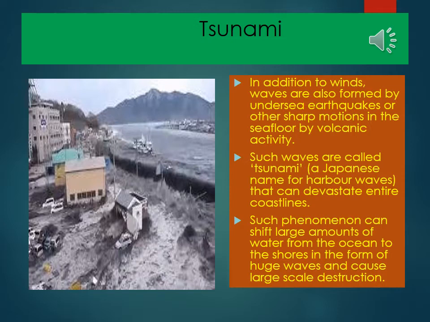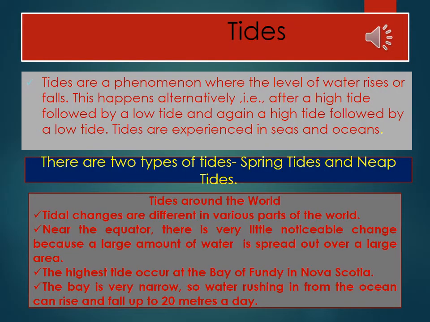In addition to winds, waves are also formed by undersea earthquakes or other sharp motions in the seafloor, or by volcanic activity. Such waves are called tsunami, a Japanese name for harbor waves, that can devastate entire coastlines. Such a phenomenon can shift large amounts of water from the oceans to the shores in the form of huge waves and cause large-scale destruction.